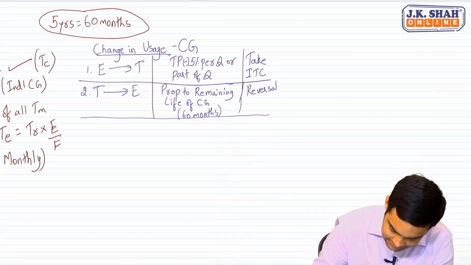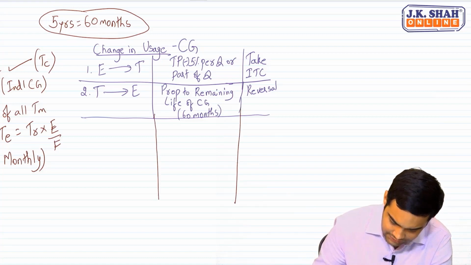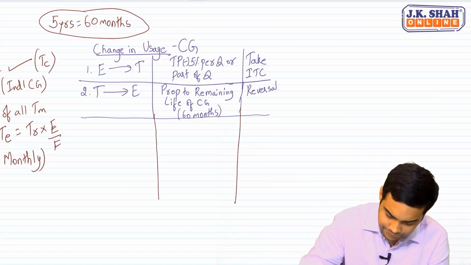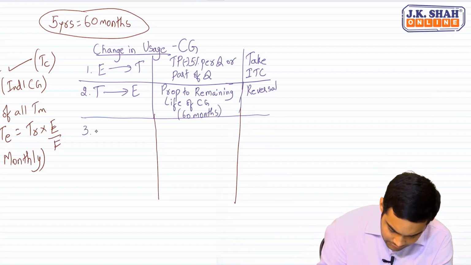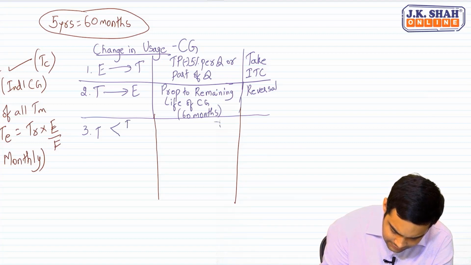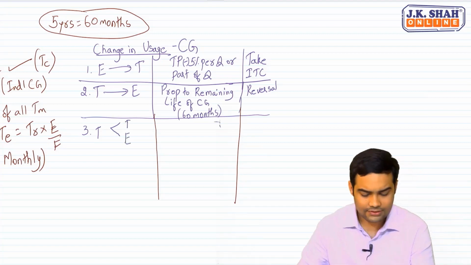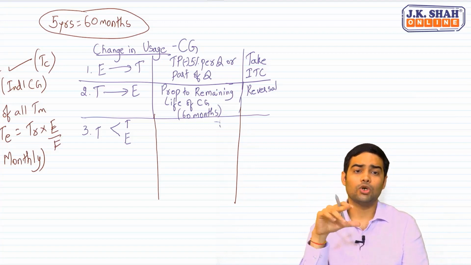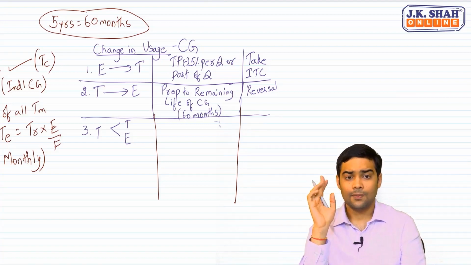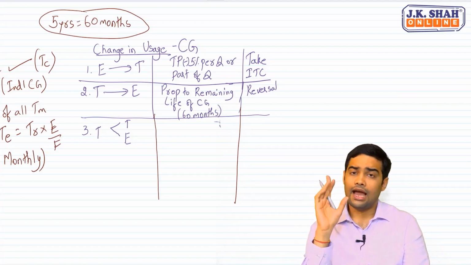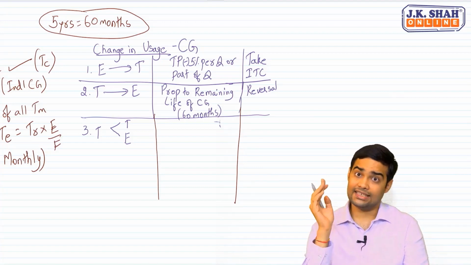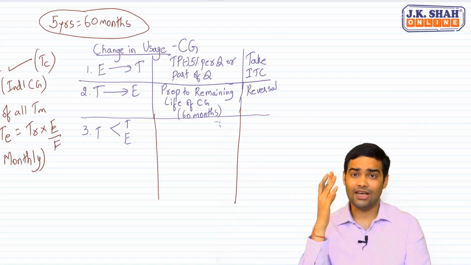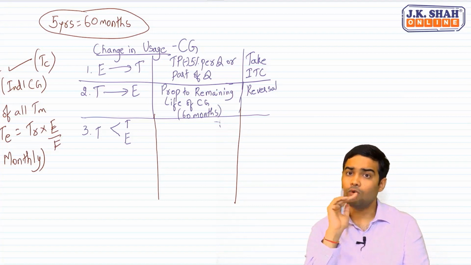Third case is interesting. This is where we make a mistake. See this very carefully. Earlier it was used for taxable supplies. Now it is being used for both taxable supplies as well as exempt supplies. First, have you already taken ITC? Yes, sir, we have already taken ITC while we purchased it. Okay. Now what will you do?